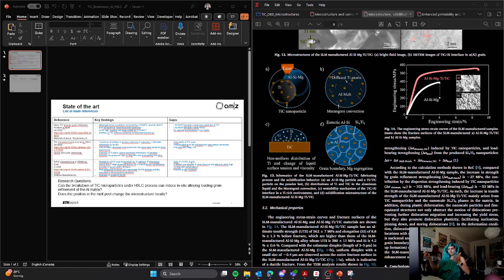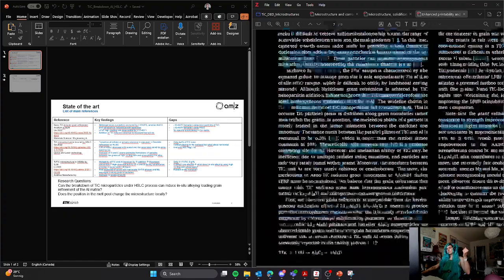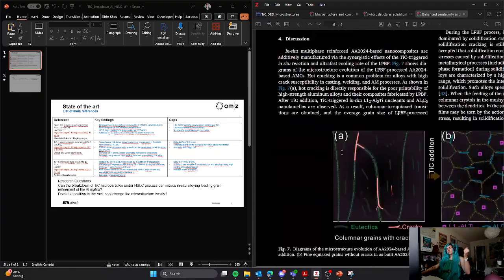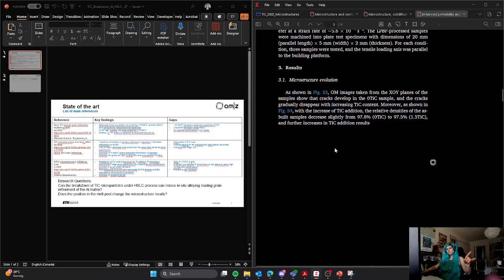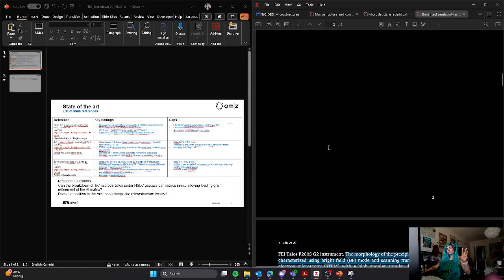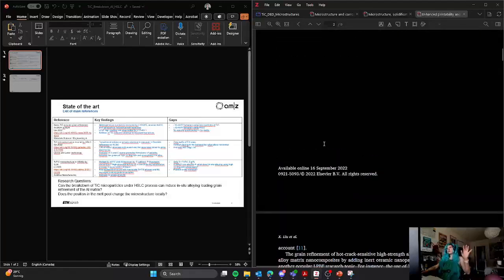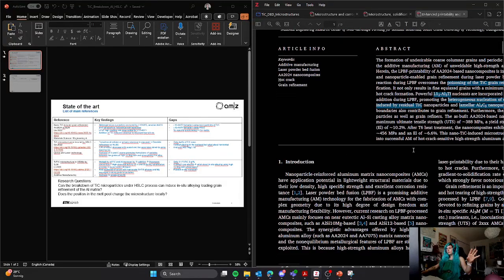And from what I saw, basically, they added up to 5% titanium carbide nanoparticles, this is very important, inside the mix with aluminium 2024. So it's an aluminium-copper based alloy of the 2000 series. It's quite interesting, but it's not exactly the same material as I use.